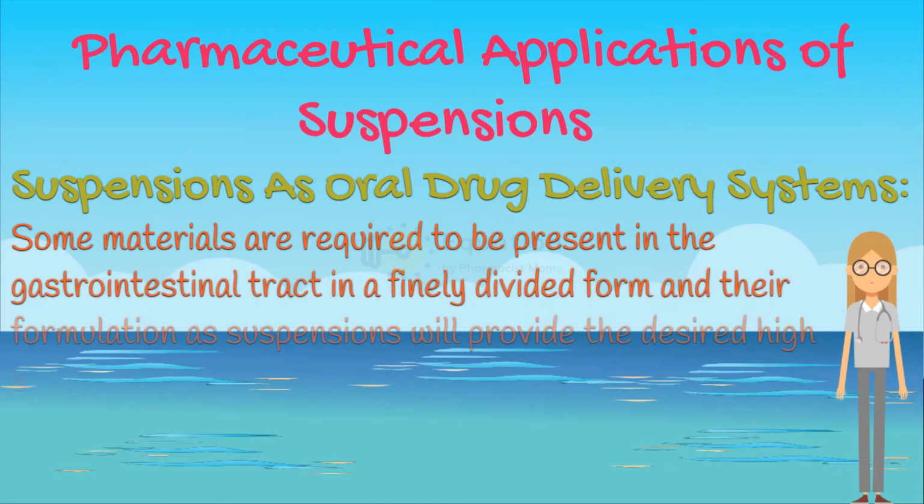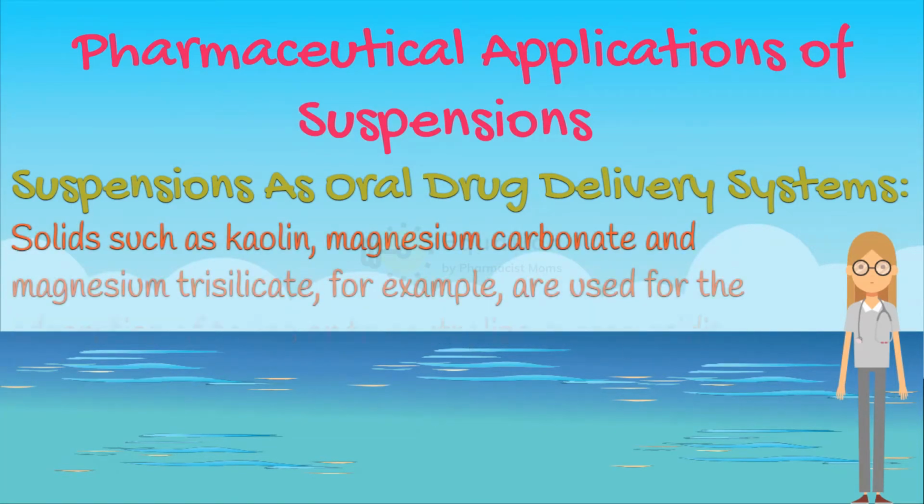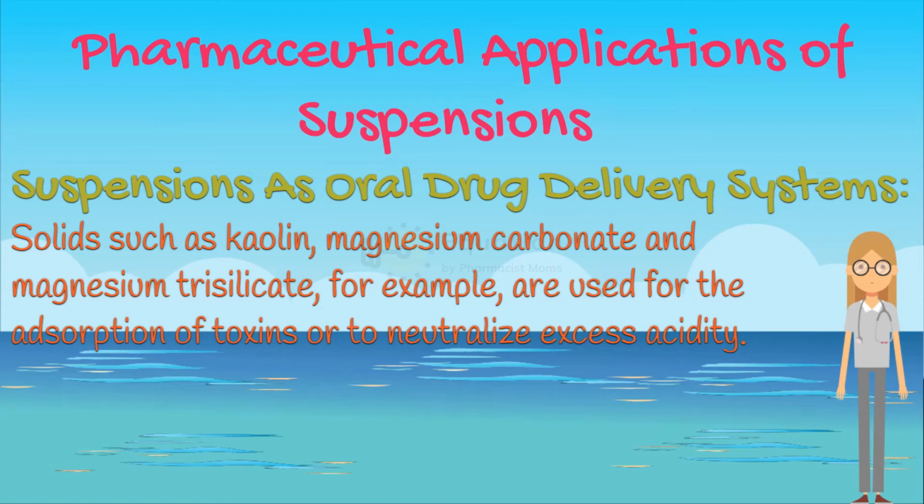Some materials are required to be present in the gastrointestinal tract in a finely divided form, and their formulation as suspensions will provide the desired high surface area. Solids such as kaolin, magnesium carbonate, and magnesium trisilicate, for example, are used for the adsorption of toxins or to neutralize excess acidity.